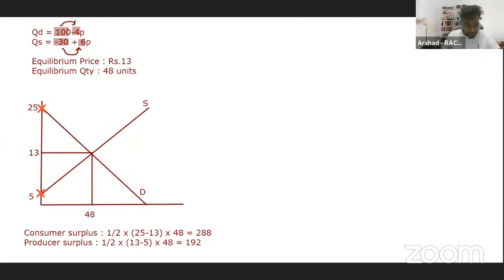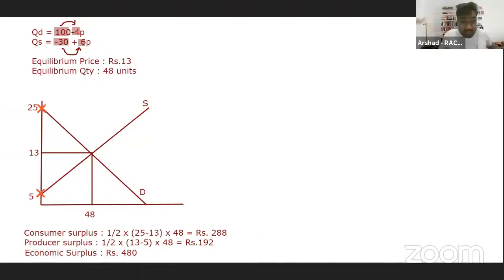There is economic surplus also. How much is economic surplus? Add the two and tell me. Economic surplus is how much? 480. Okay, 480. Also, these surpluses are all in rupees. Just don't give the number, so say rupees this much, rupees this much.